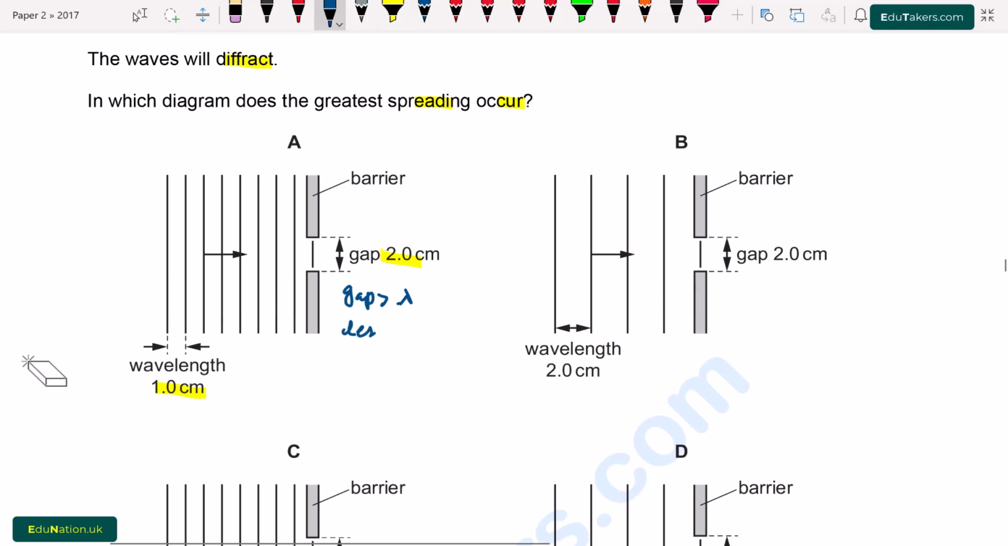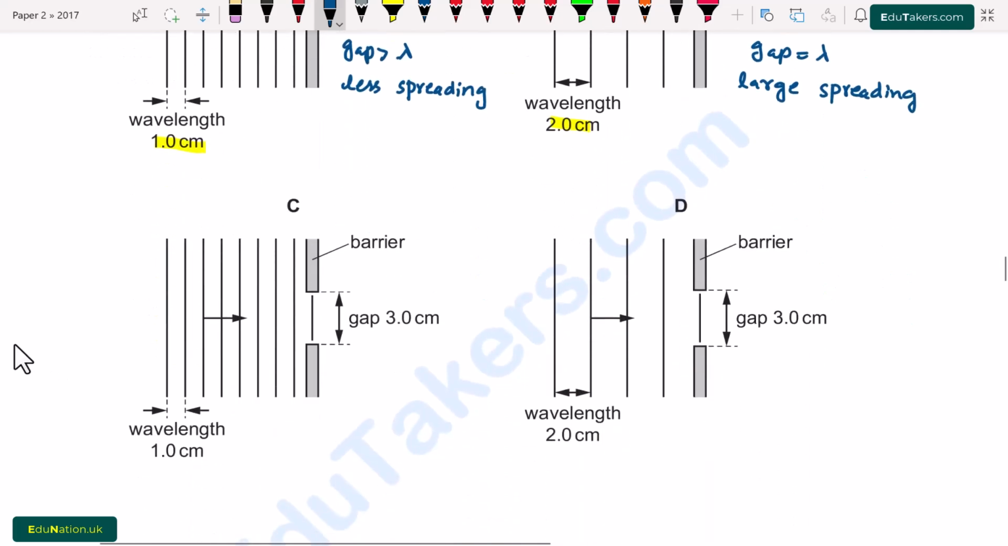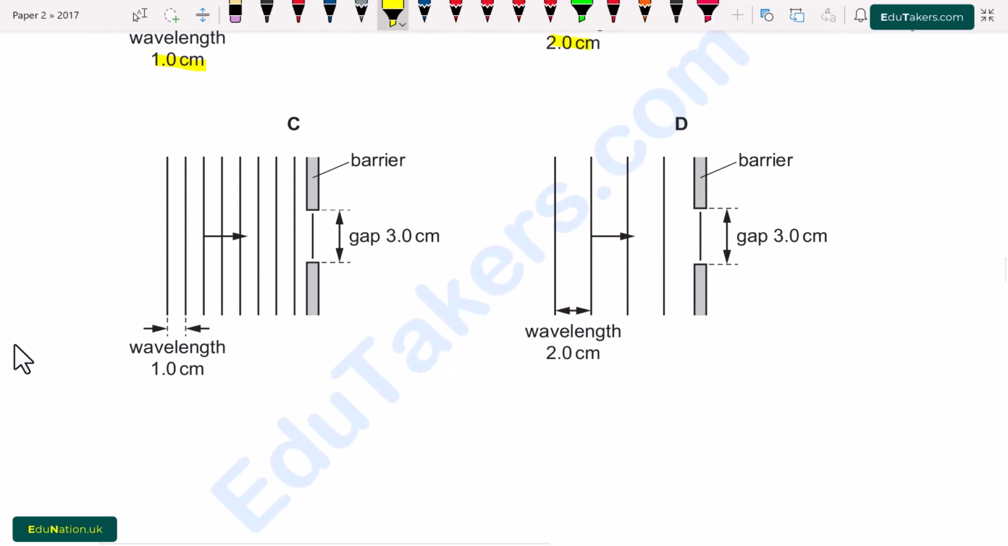I write here less spreading. In option B, we can see here the gap is 2.0 centimeter and the wavelength is 2.0 centimeter. So here the gap is equal to the wavelength. So there will be large spreading. In option C, here the gap is 3.0 centimeter while the wavelength is 1.0 centimeter. So the gap is larger as compared to the wavelength. There will be less spreading.